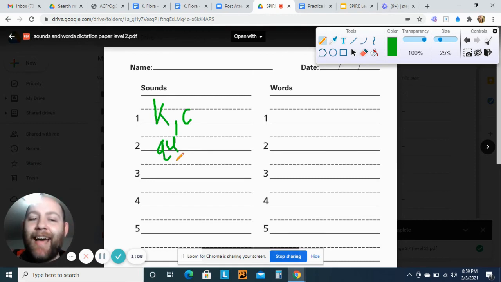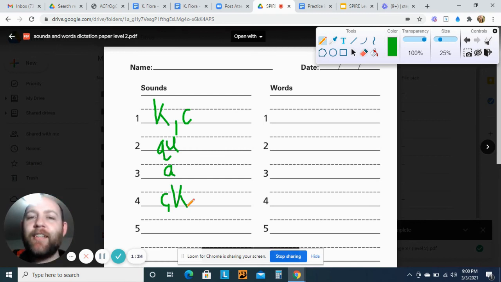This one is a. We can write down the letter that makes the a sound. Now that you're back, you should have written A for the a sound. Right? Write down the letters that make the k sound. Now that you're back, you should have written C and K again, right? Just like number 1.